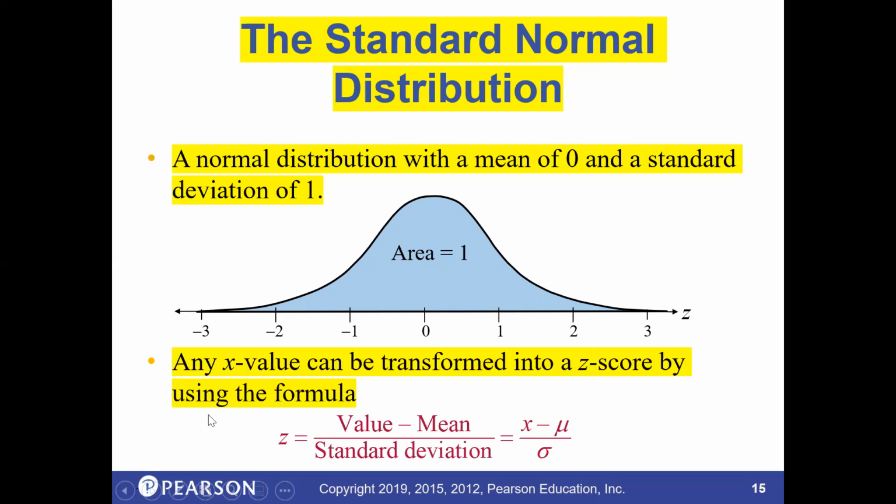So here's what we do. We're going to take any X value whatsoever and transform it by this little formula right here, and we call it a Z-score. Z is just the number right here, somewhere along the X-axis. We take the X value, subtract it from the average, or the mean, and divide by the standard deviation. So it just standardizes everything.